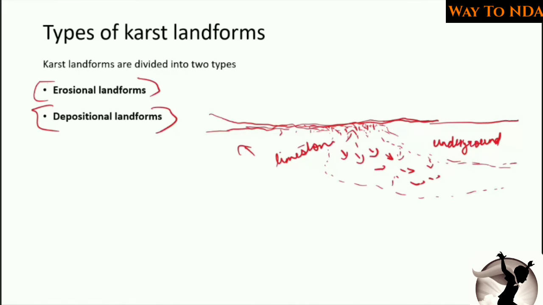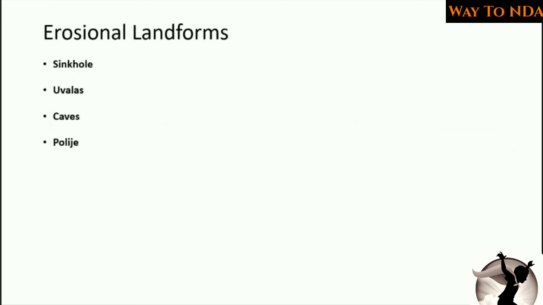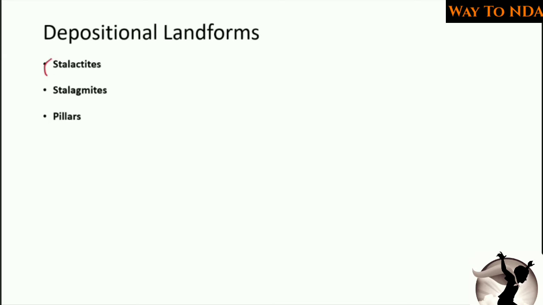So here we will find there are two types of landforms, erosional features and depositional features. The erosional features are the sinkholes, the uvalas, the caves and the poljes. Okay, and the depositional features are the stalactites, stalagmites and pillars.